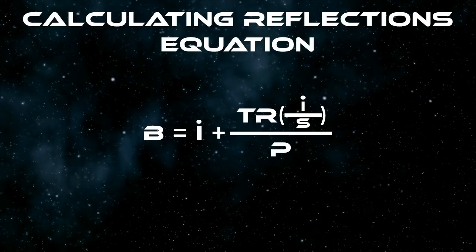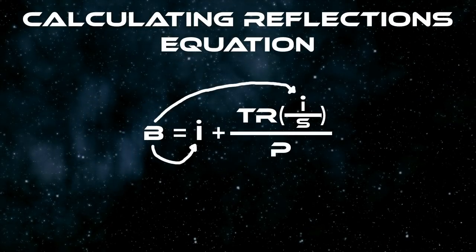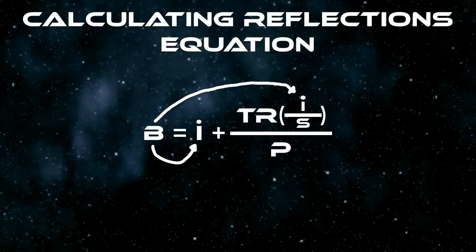Essentially, what this equation does is it takes the same equation we were using before to calculate reflections and adds the reflected tokens to our initial bag, giving us our new bag size after reflections are received. To repeat this sequence, we simply replace I in this equation with B after every iteration.